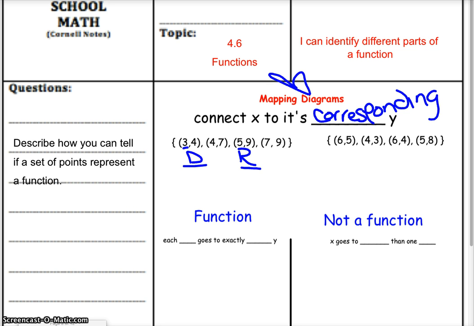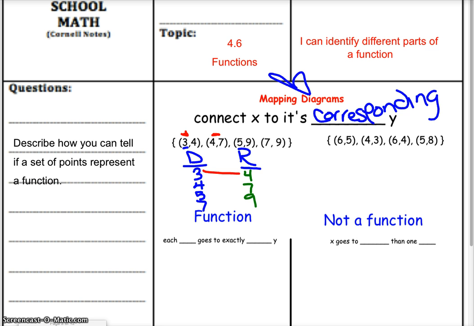So domain is x. X is 3, 4, 5, 7. The range is the y. That is 4, 7, 9. And now the only difference, so that's what you did on the previous page. Now the only difference is you match. You put a line to match them. So I had 3 goes with 4 on this first point. So 3 to 4, that's what you do.